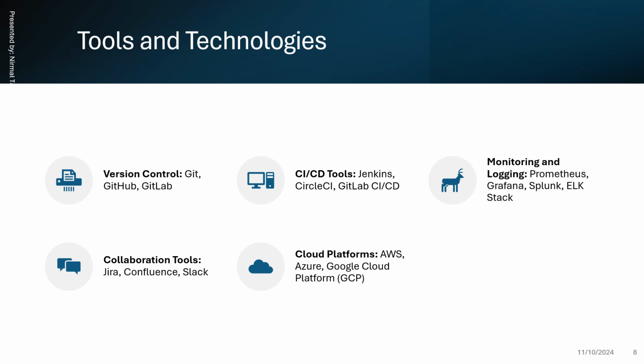Technical architects work with a suite of tools and technologies. Version control tools like Git and GitHub are essential for collaborative work, while CI/CD tools such as Jenkins and CircleCI help automate deployment. Monitoring and logging tools like Prometheus and Grafana are important for keeping track of system health. Additionally, collaboration tools such as Jira and Slack support communication and project management across the team.